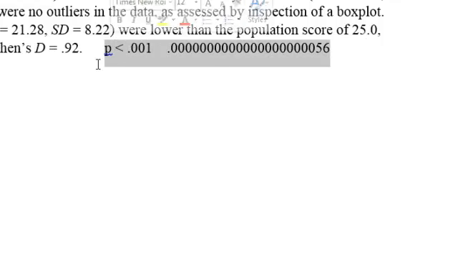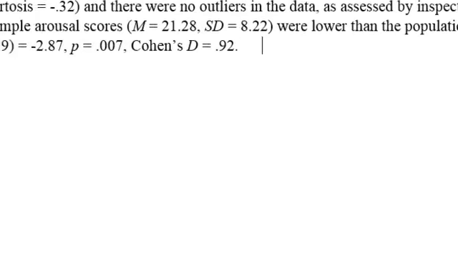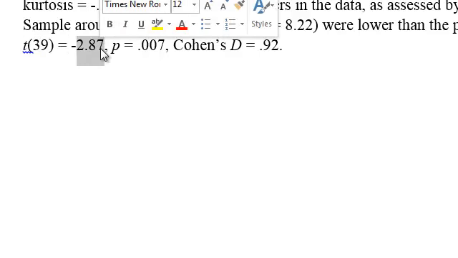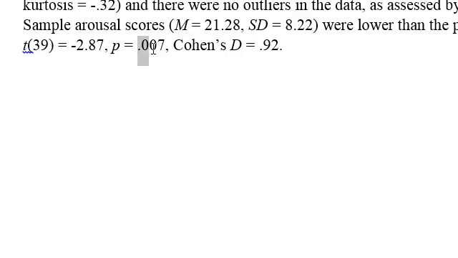So give your exact p-value. So t, degrees of freedom in parentheses, equals your t statistic, comma, p equals your p-value, comma, Cohen's d equals whatever that Cohen's d calculator gave you. That's it. This is how you write up in APA style a one sample t-test.